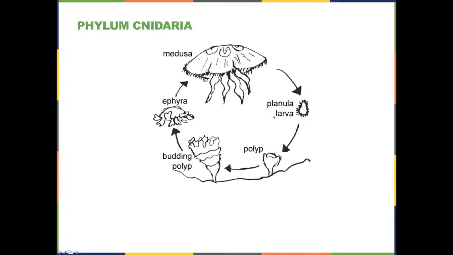This just shows the life cycle, and as I said, there is an alternation of generations with Cnidaria. One time you have the polyp form, then you have the medusa form, then you have the polyp form. And the polyp can bud and form a medusa. The medusa then has a larvae called a planula, and then forms a polyp.